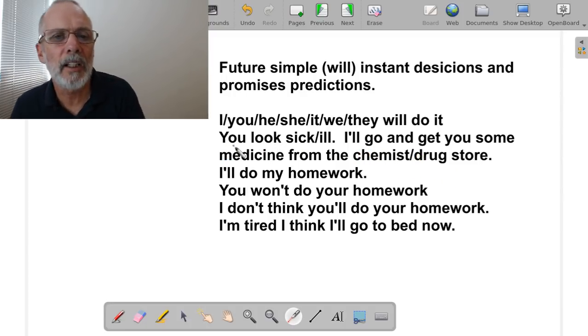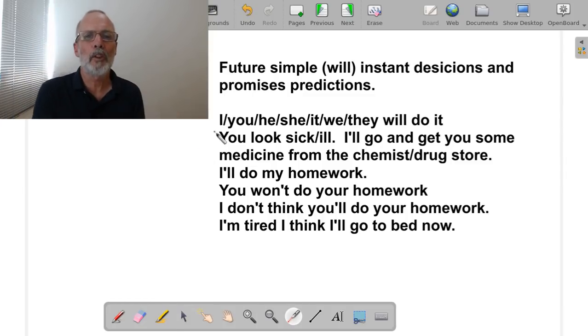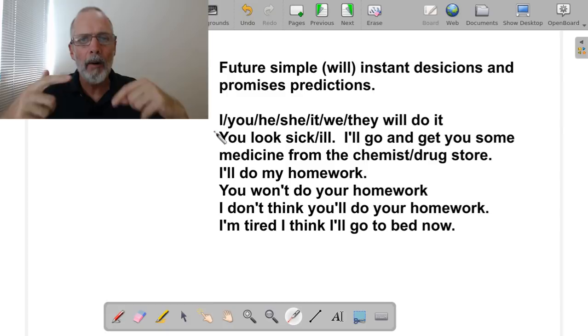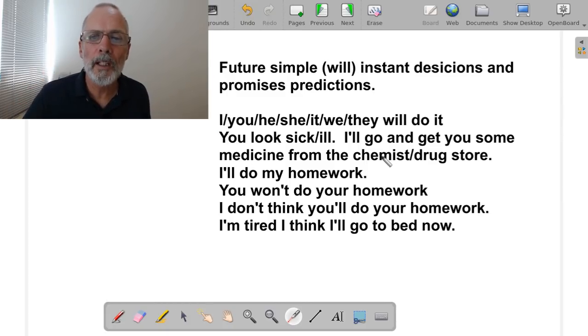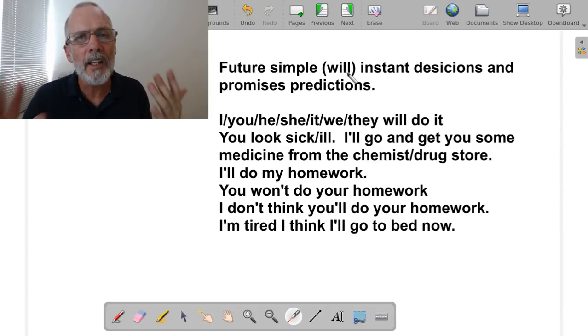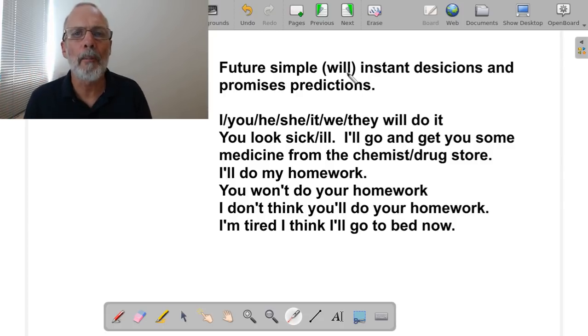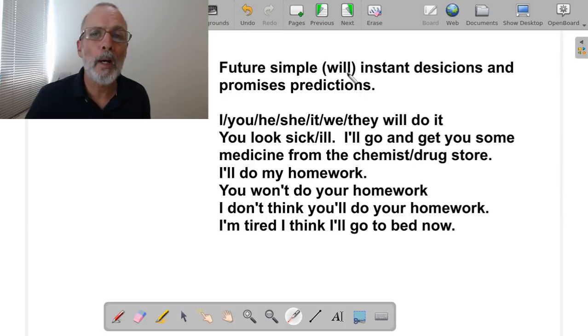Okay, in this sentence here, I'm looking at the person. I see the person look sick. So I decide in that moment that I will go to the chemist, or in American English, drugstore. We also have the word in English, pharmacy. Pharmacy, chemist, or drugstore. British English, American English. So the first use, the thing that you need to remember with this tense is that you cannot use this tense to talk about plans. If you decided to do something before you spoke, then you need to use either going to or the present continuous.